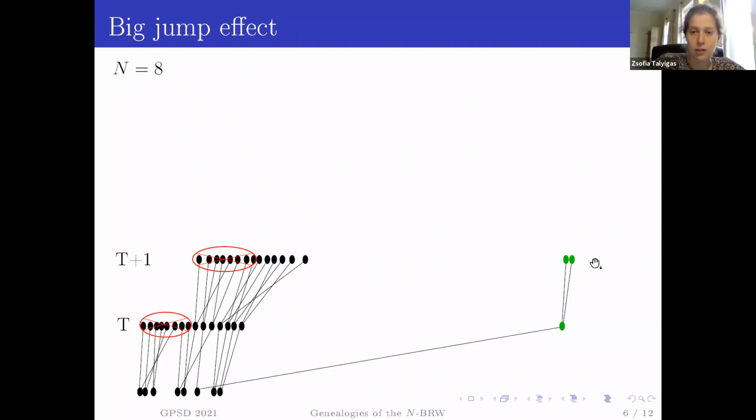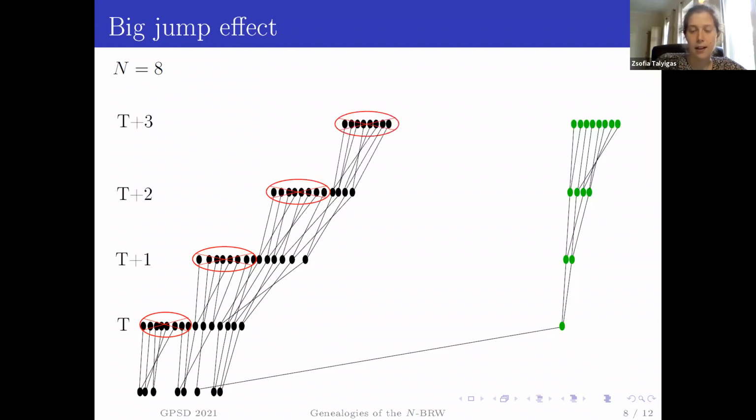So they have a good chance to survive the selection steps in future generations. And in my example, they eventually take over the whole population. And since the number of green particles doubled at each time step, they needed log base 2 of n time steps to take over the whole population of n particles.